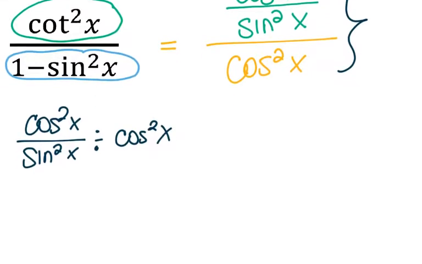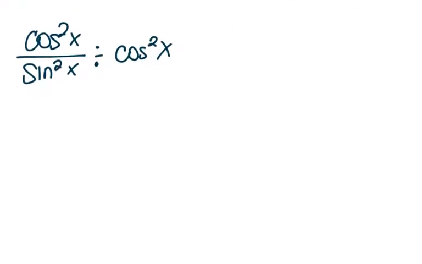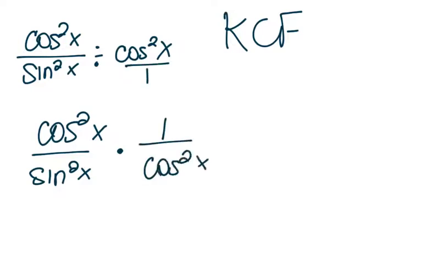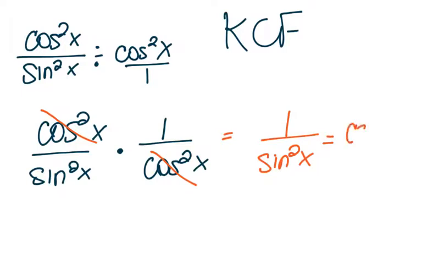Now, we can keep the first fraction the same. We're going to change to multiplication. We're going to do our keep, change, flip on this. Change to multiplication, and then take the reciprocal. We're going to flip that fraction. Right now it's over 1, so it's going to be 1 over cosine squared x. Now we see that the numerator and the denominator can reduce, and we'll be left with 1 over sine squared x, which is the reciprocal of cosecant squared x. And that is our final answer here.